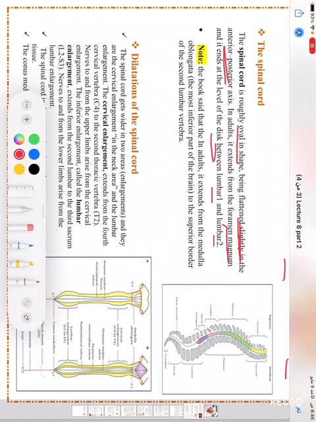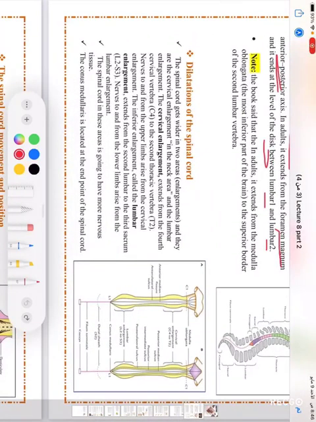This is very important information: the spinal cord, which is inside the spinal canal in the vertebral column, is not along the whole length of the vertebral column. No, it ends between lumbar 1 and lumbar 2. In adults it does not extend to the end of the lumbar region and the coccyx. Notes: the book said that in adults it extends from the medulla oblongata, the most inferior part of the brain, to the superior border of the second lumbar vertebra.